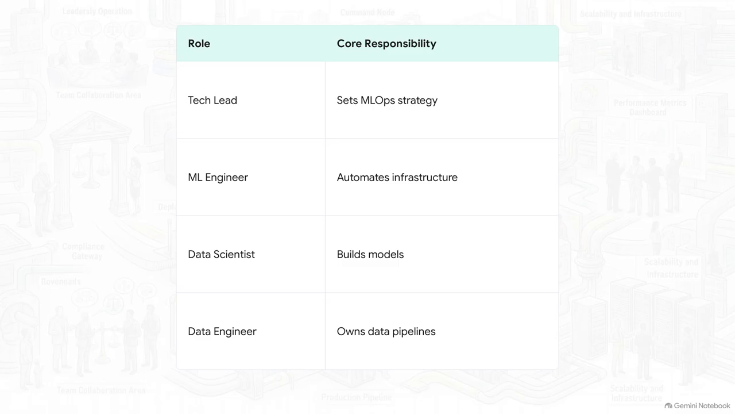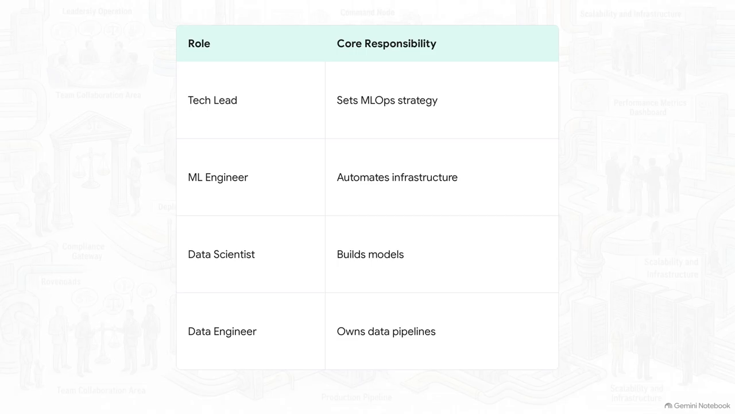Knowing your maturity level is only half the battle, right? Who is actually going to do the work? Notice the distinct domains here. Your tech lead or ML architect sets the strategy. Your data engineer owns the data pipelines. But look really closely at those middle 2 rows.